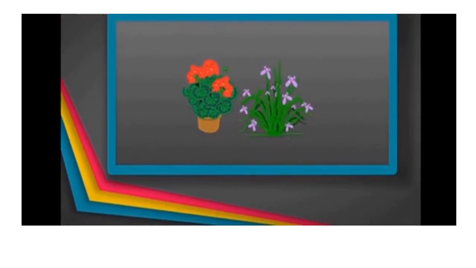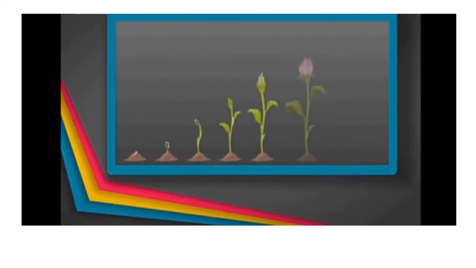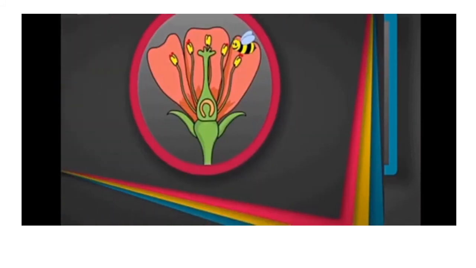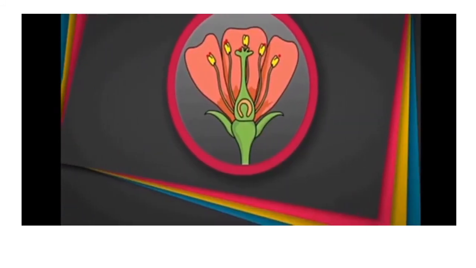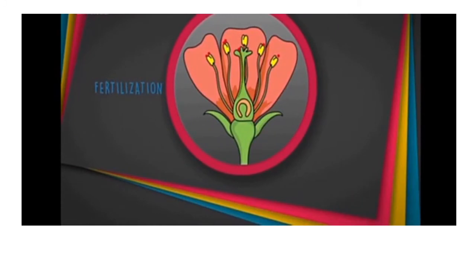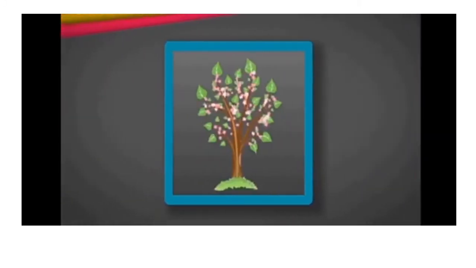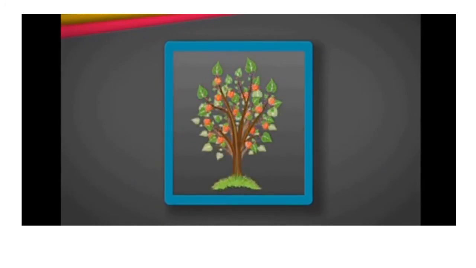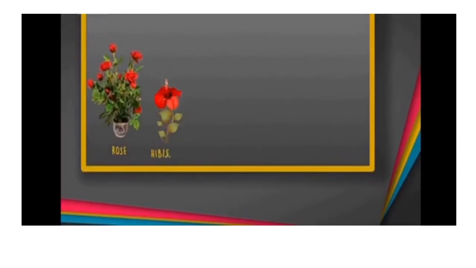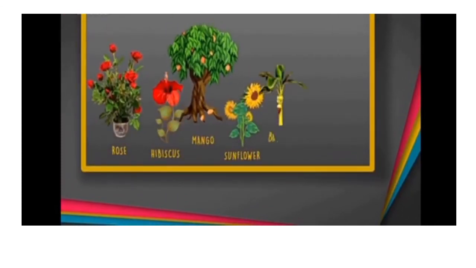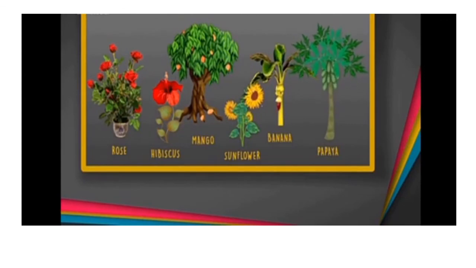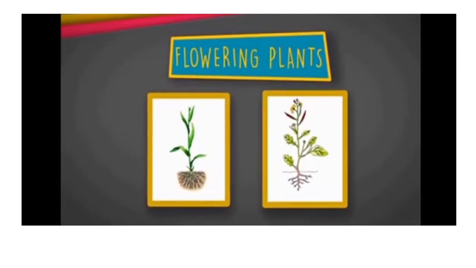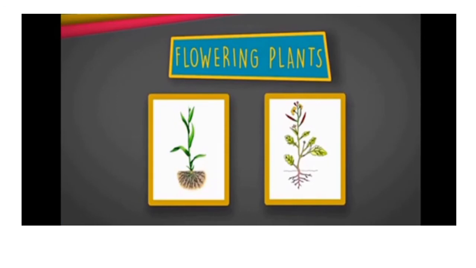Flowering plants. The plants that bear flowers are called flowering plants. Flowers are the reproductive organs of the flowering plants. Flowering plants develop seeds in their fruits. The examples of flowering plants are rose, hibiscus, sunflower, mango, banana, and papaya. Flowering plants are further divided into two groups, monocot and dicot.